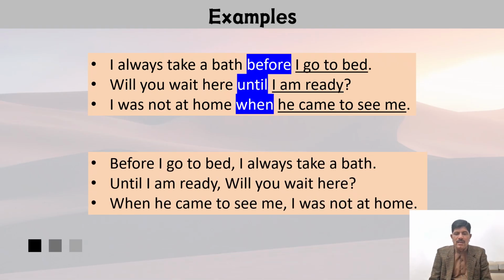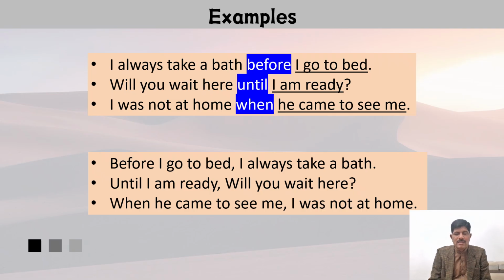So you may observe that adverb clause of time can also come at the beginning or can begin the sentence, and the main clause can come at the end or later on it. For example, I have intertwined or changed the same example we have already studied. Before I go to bed, comma, I always take a bath.